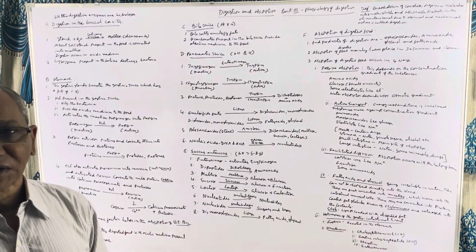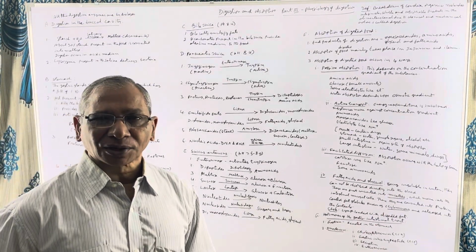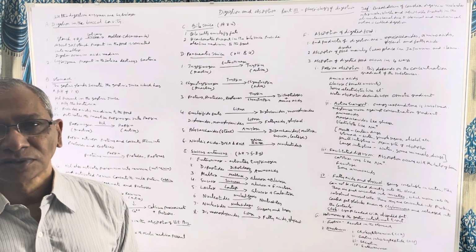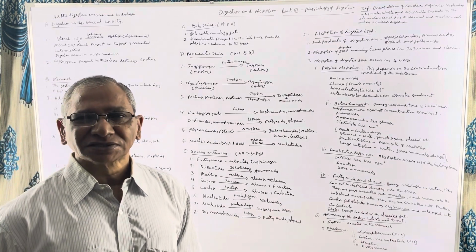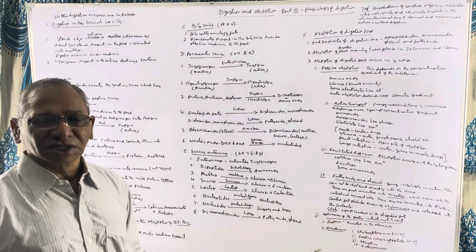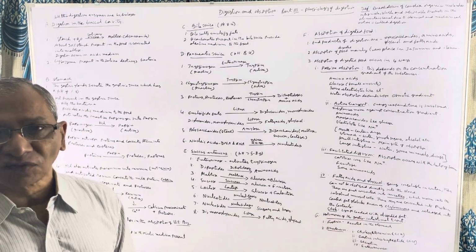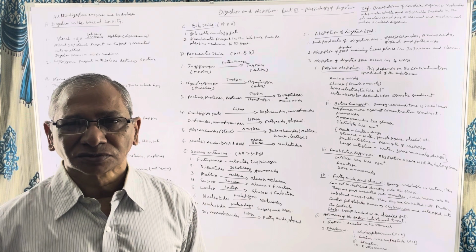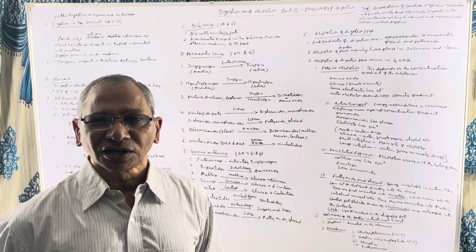So at the end of digestion, what happens? From carbohydrates, we get glucose, fructose and galactose. From proteins, amino acids. And from lipids, fatty acids and glycerol. These are the end products of digestion. Remember, water needs no digestion. Similarly, vitamins also need no digestion.